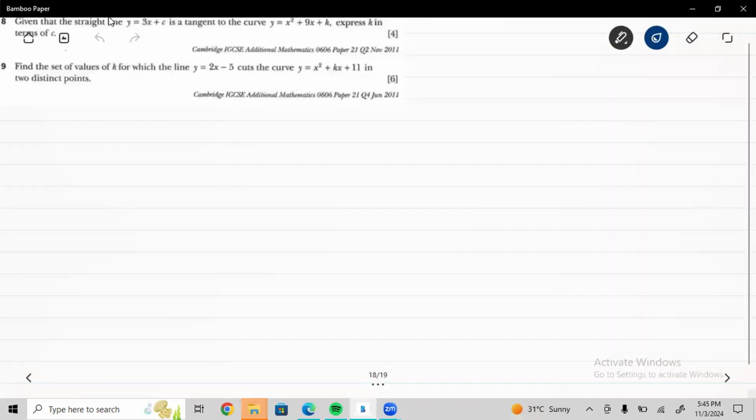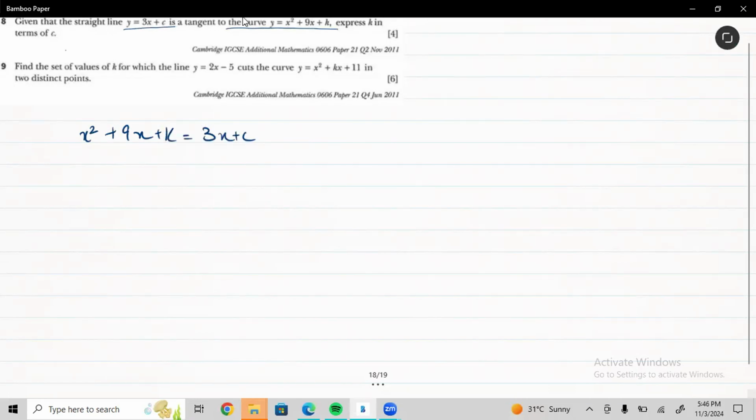For question number 8, we are given that the straight line y is equal to 3x plus c is a tangent to the curve y is equal to x squared plus 9x plus k, and we need to find k in terms of c. So basically, they have given us the equations of two lines. First is a curve and the other is a tangent. So first of all, what we do is substitute both of these into each other. So x squared plus 9x plus k is equal to 3x plus c.